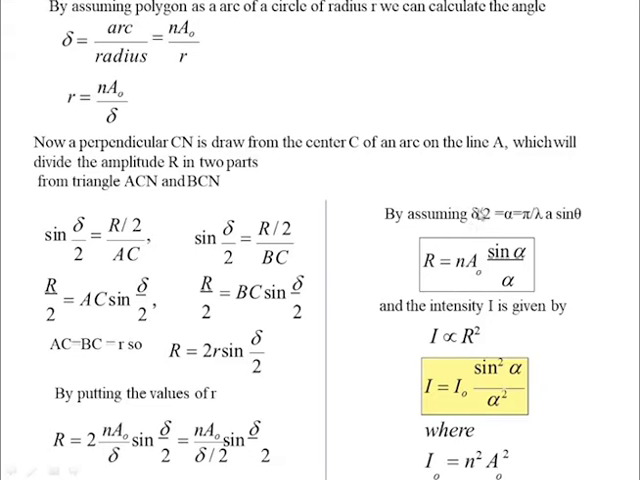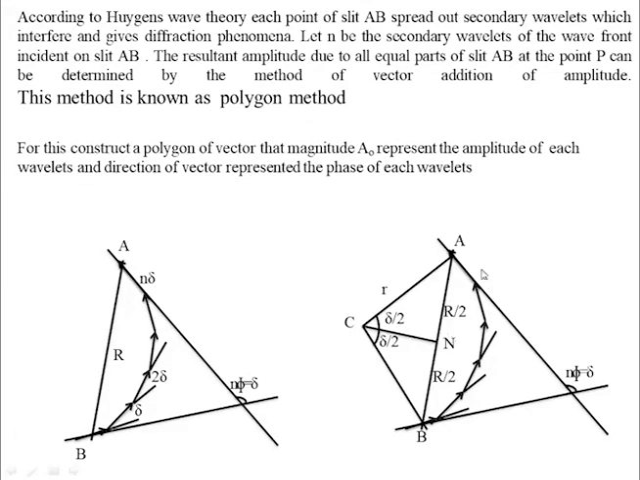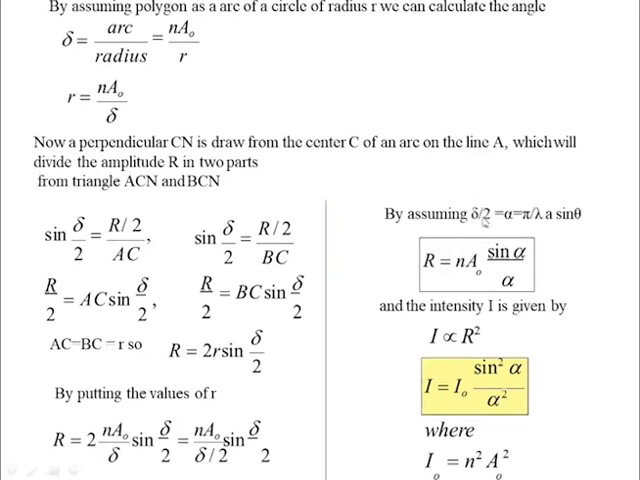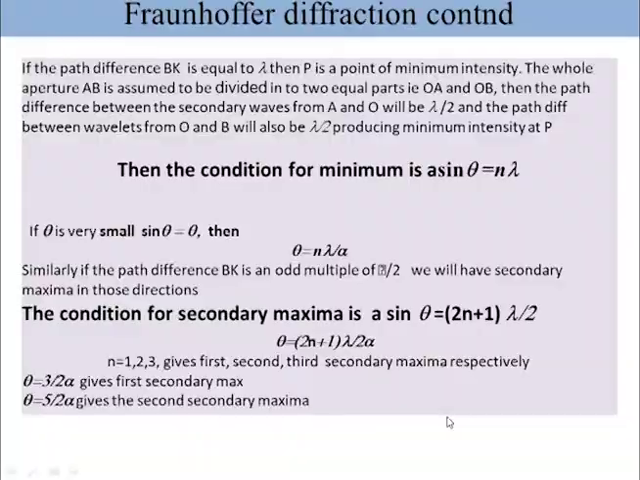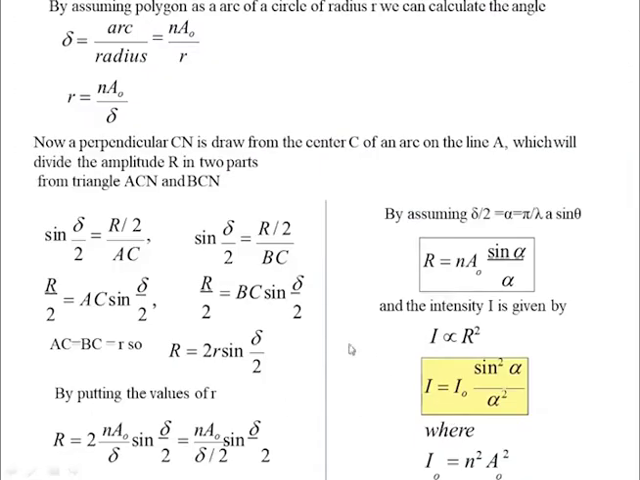So what is this? I have mentioned earlier that delta is the phase difference between the secondary wavelets starting from A and B. Corresponding to this phase difference delta, there will be a path difference. Delta is equal to 2 pi by lambda into a sine theta. We have already discussed it here. Since here it is delta by 2, it means pi by lambda a sine theta.